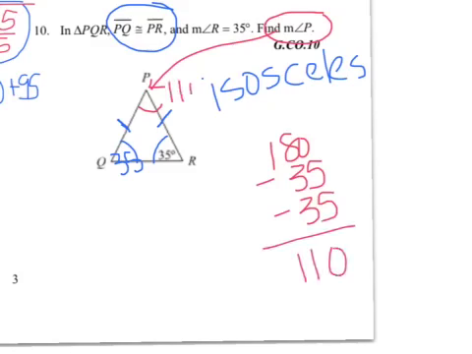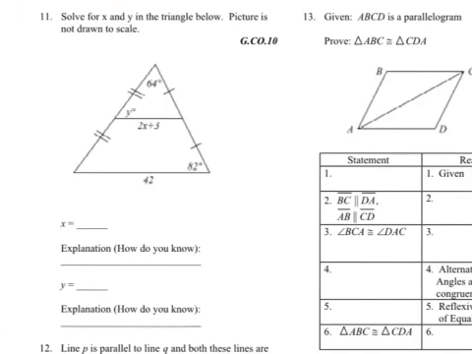So angle P is 110 degrees, even though it doesn't look like it. In number 11, they ask us to solve for x and y in the triangle. Now, if you notice, when they put this segment equal to this segment and the same on the other side, this is called the mid-segment theorem.